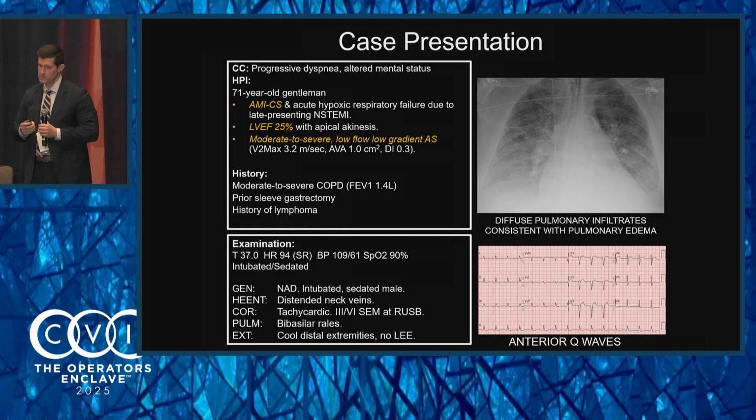Other medical history to be accounted for is history of lymphoma, and then also moderate to severe COPD. So when we're thinking about a coronary event as well as a valvular event, is this patient more of a surgical candidate, or should we address the acute presentation right now, and then think about alternatives for somebody that we may not think would be the best surgical candidate at the present time?